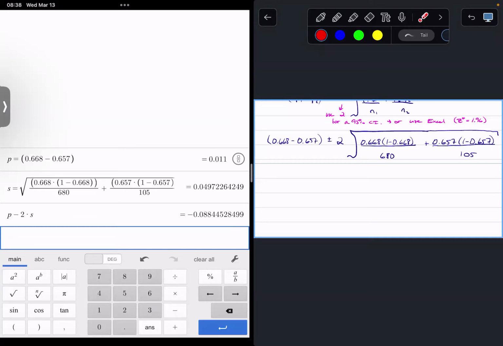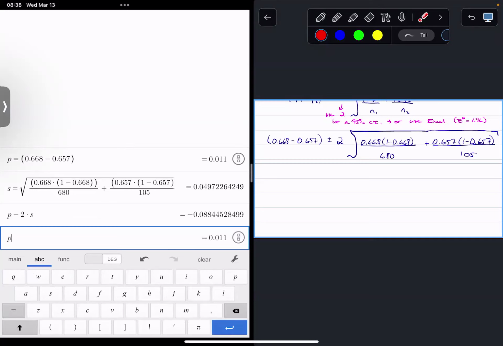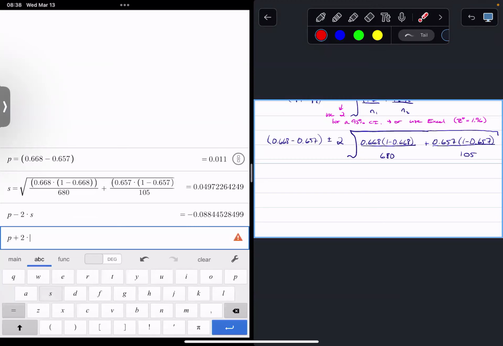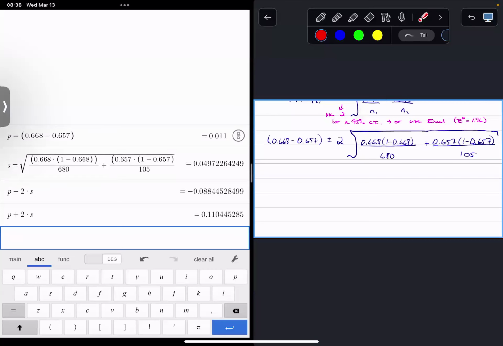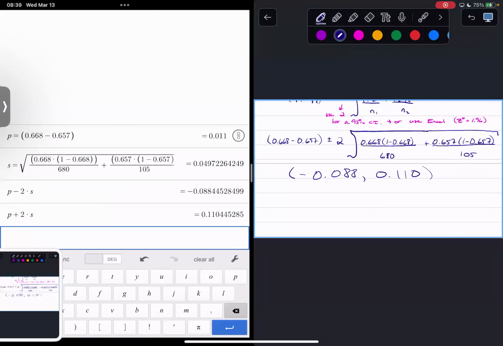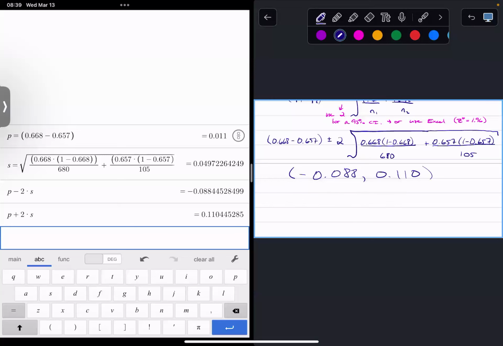And for my upper bound, I'm going to have P plus 2 times S. So here, my interval then, I'm just going to jot it down, becomes negative 0.088. Sure. I'll screenshot the other one and bring it in. But 0.110. Bring this in.